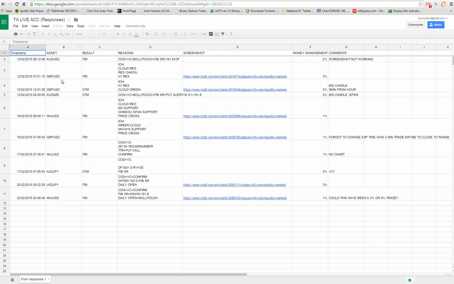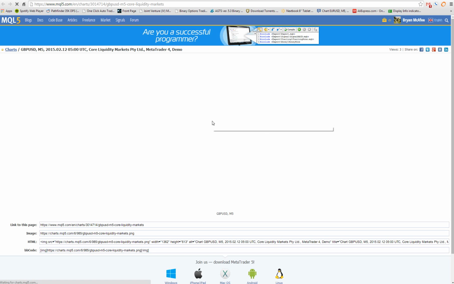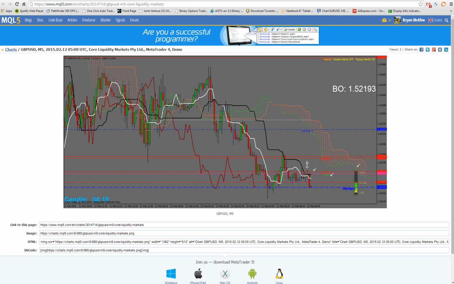Okay, so first one, this is cable, GBP USD. This is the first time I've seen these. This is an Ichi one, I think. Let's see. I have no idea what I'm looking at since these weren't working. M5. Okay, so this is an Ichi trade, not a trading Axis trade.